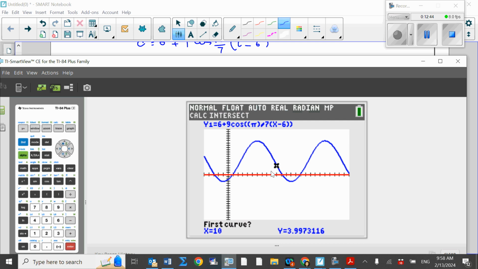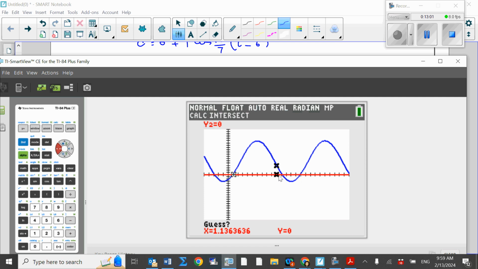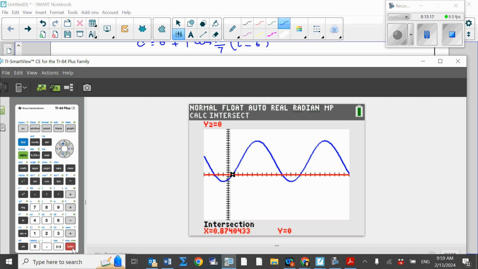First curve already is on the first curve. Second, the cursor already goes to the second, and then it says, what is your guess? You're going to get close to the point that you consider. So we're going to get close to this one, not the other ones, because it's asking for the first positive point. You don't even get close to this one because x is negative on that side. So you need to consider one of these, and the one which happened first is this one. And when you enter, it's going to give you the exact value, 0.87 seconds.